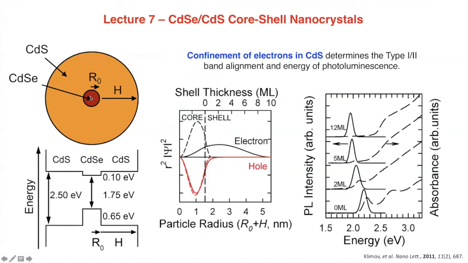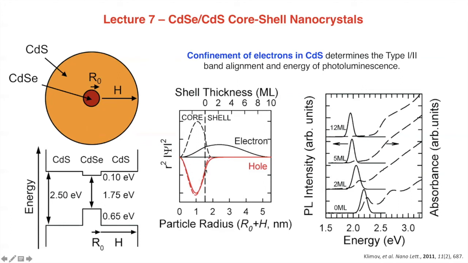So now we're going to take this cadmium selenide and we're going to grow cadmium sulfide on top of it. And the degree to which we grow that cadmium sulfide changes the confinement of excitons in the cadmium sulfide region. It changes the alignment of the conduction and valence bands with the cadmium selenide core region. The smaller the shell, the bigger the confinement, the wider the gap in the cadmium sulfide, and that changes the magnitude of this offset.